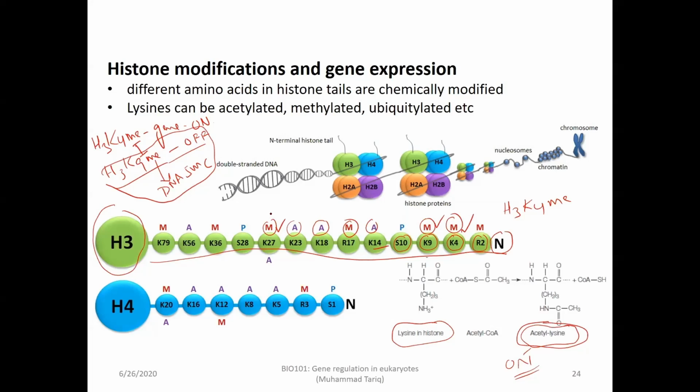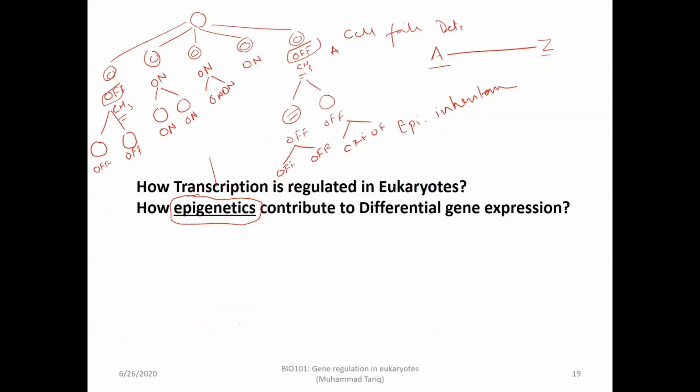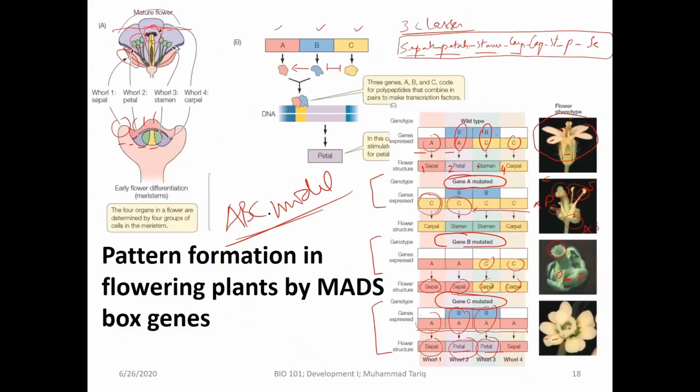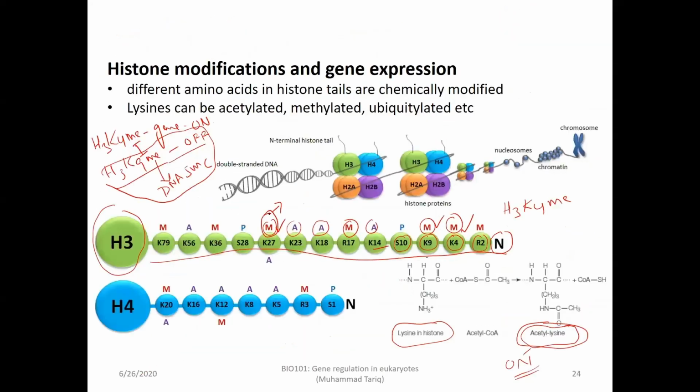Now, lysine 27 methylation is a very beautiful phenomenon. Why? Because lysine 27 methylation is involved in silencing of developmental genes. The Hox genes, you remember? Homeotic genes. Their silencing involves lysine 27. Wherever they need to be switched off, they will be lysine 27 methylated. And wherever they need to be switched on, lysine 27 methylation needs to go and will be replaced by acetylation.